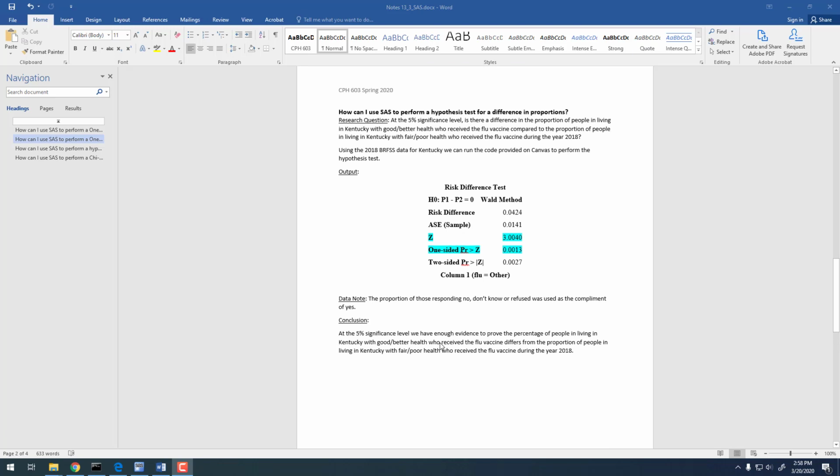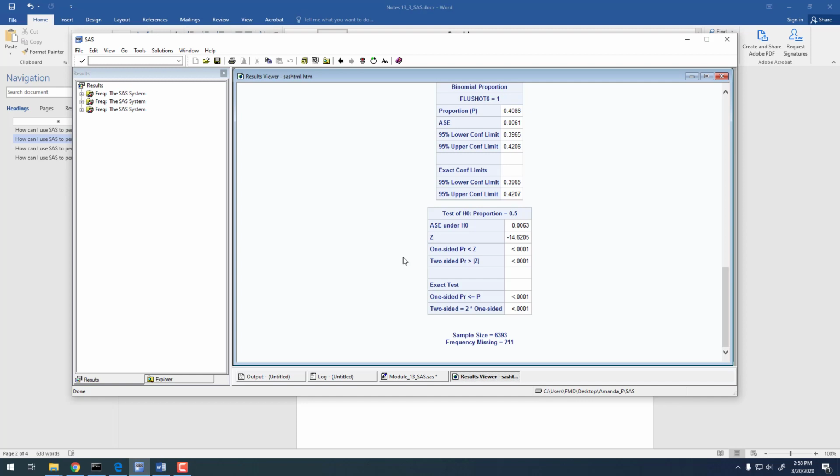The next test we're going to look at is a hypothesis test for a difference in proportions. So a potential research question here could be, at the 5% significance level, is there a difference in the proportion of people living in Kentucky with good, better health who received the flu vaccine compared to the proportion of people living in Kentucky with fair, poor health who received the flu vaccine during the year 2018? So again, we're going to use our data set and SAS. So going over to SAS here.